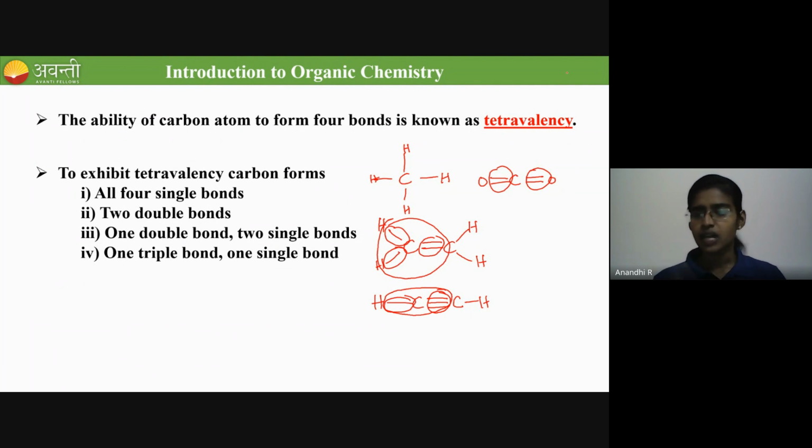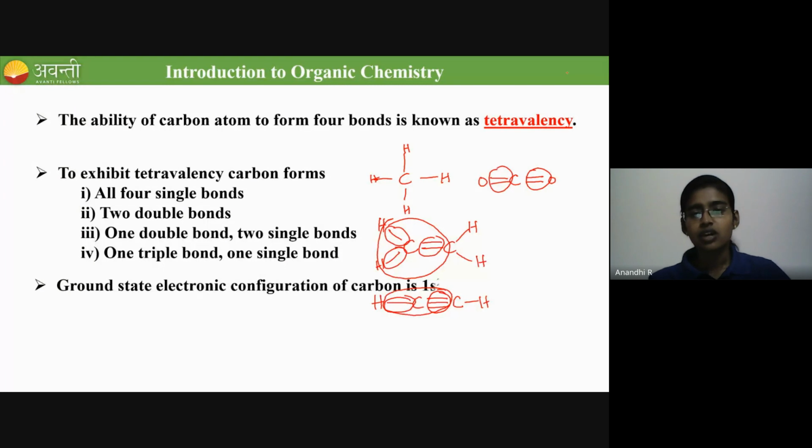Around each carbon you will have 4 bonds. That is the concept. By doing this only, carbon is exhibiting the tetravalency. Got it? And the ground state electronic configuration of carbon is 1s2, 2s2, 2p2.